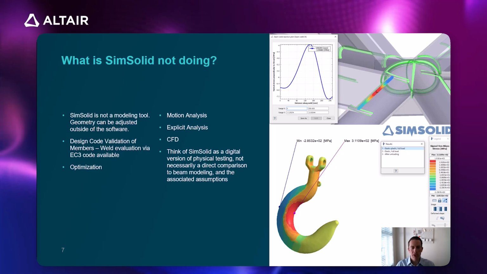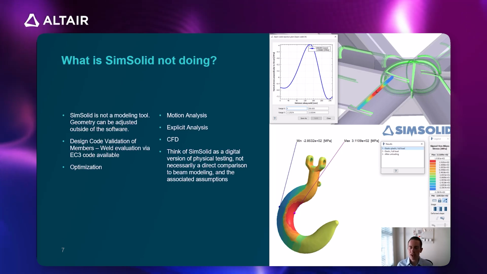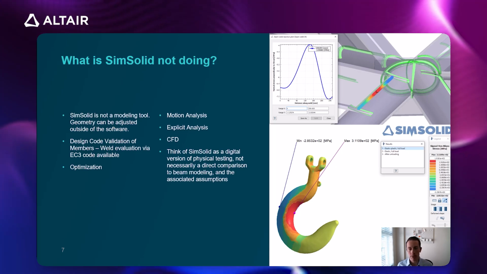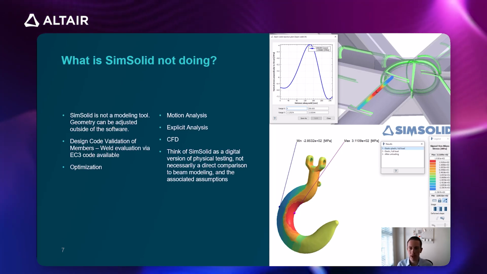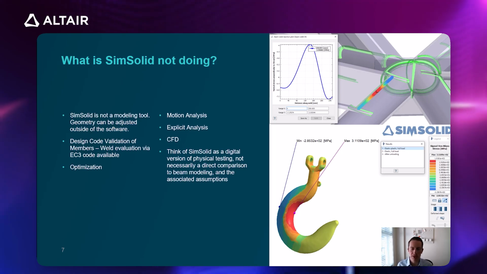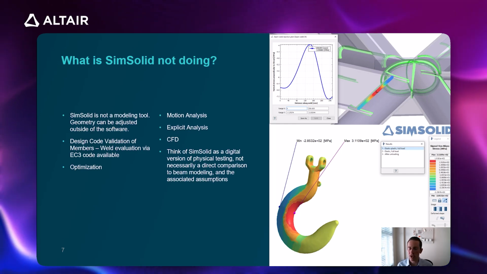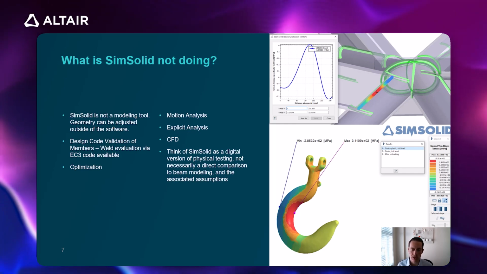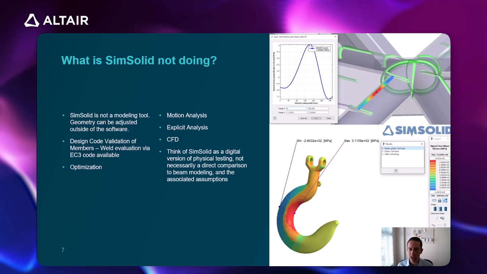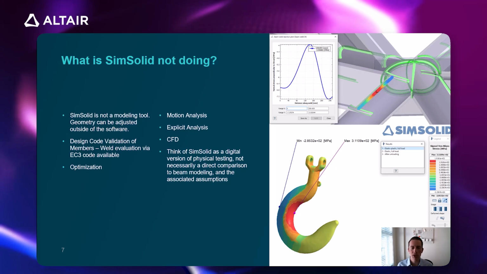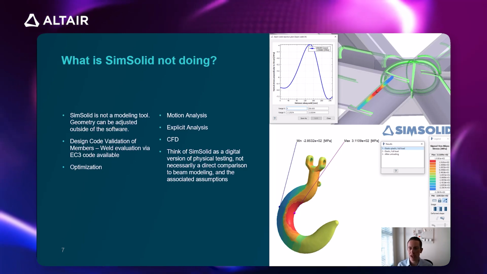Now, what is SimSolid not doing? I don't want to paint the picture that it's going to solve all of your problems. It's great for the applications that we've already discussed, but it's not necessarily going to be great if you want to use it as a modeling tool. The geometry itself has to be adjusted outside of the software. It's also, for the most part, not doing any design code validation of any members or anything, but it does do weld evaluation according to the Euro codes. It's not doing optimization or motion analysis or explicit analysis or CFD. But we do have other solutions within the Altair suite of tools that can do that.